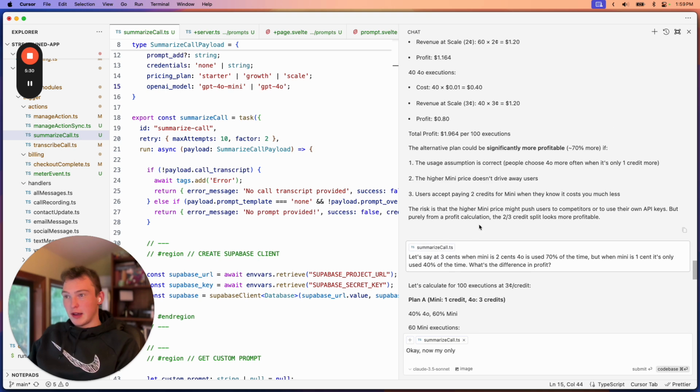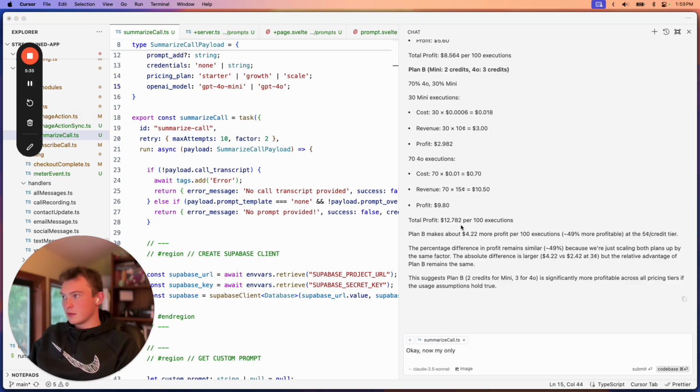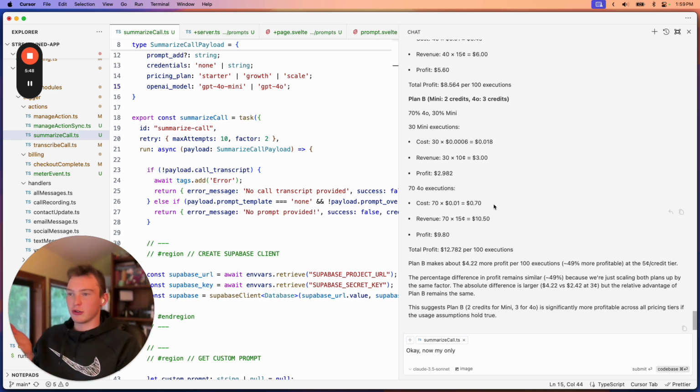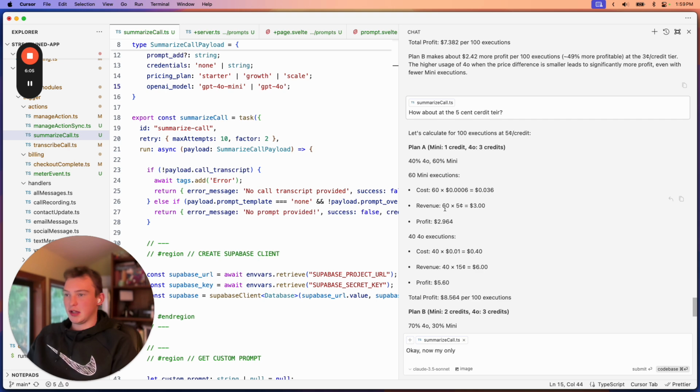I do like what the AI says right here, where it says, this suggests Plan B, which is 2 credits for Mini and 3 for 4.0, is significantly more profitable across all pricing tiers if the usage assumptions hold true. And that means that we're assuming that 70% of people will use the 4.0 if it's slightly more expensive than Mini. So that's the real question. Will these assumptions hold true? I'm willing to bet they'd be pretty close, but that's the real assumption that you're making.